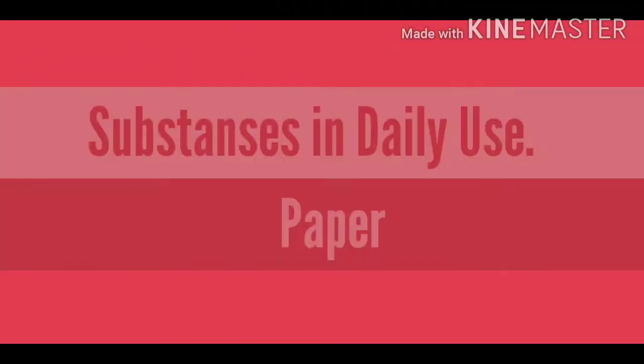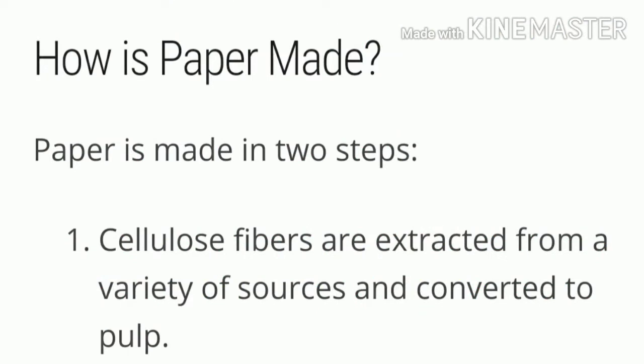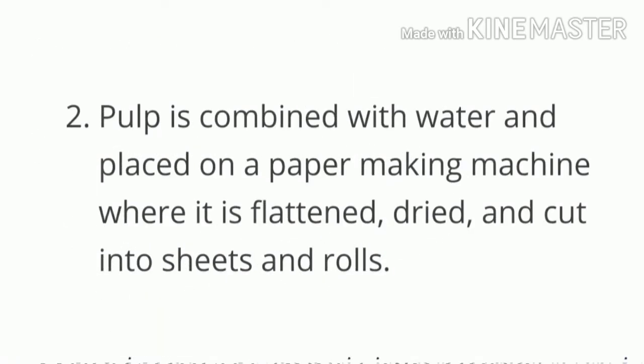Today's topic is paper. How is paper made? Paper is made in two steps. First step, cellulose fibers are extracted from a variety of sources and converted to pulp. In the second step, pulp is combined with water and placed on a paper making machine where it is flattened, dried, and cut into sheets and rolls.